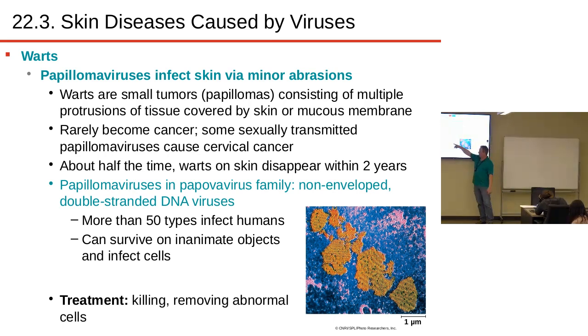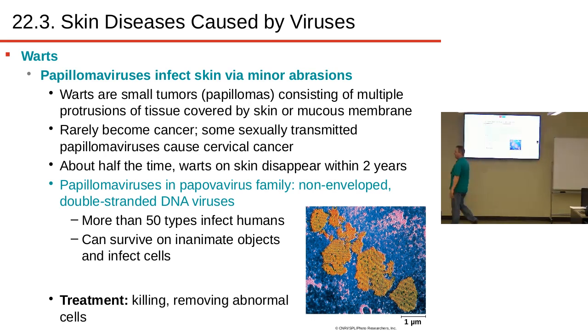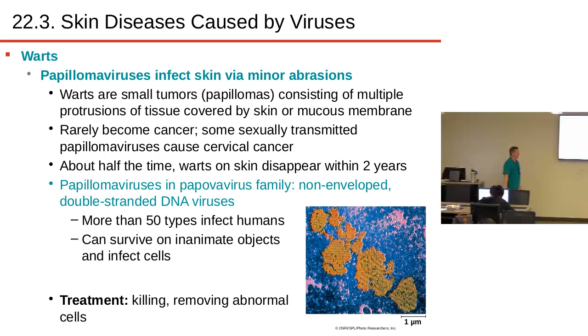Sometimes we get these weird little quirks in viruses as well as we do with bacteria. The viruses here can survive on inanimate objects or fomites for a period of time. So this is something that we can actually transfer back and forth in people by just touching inanimate objects.